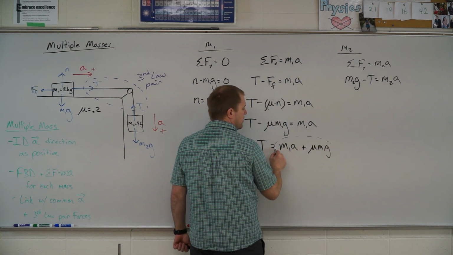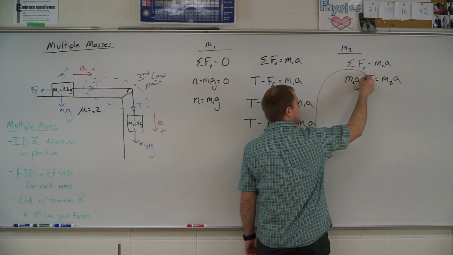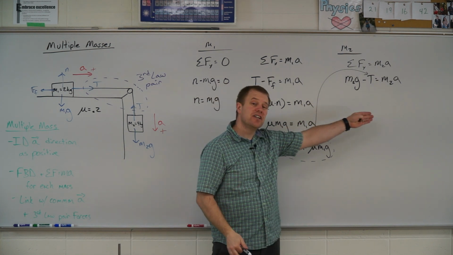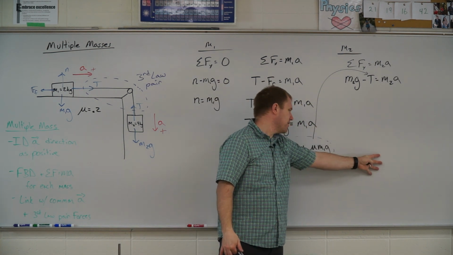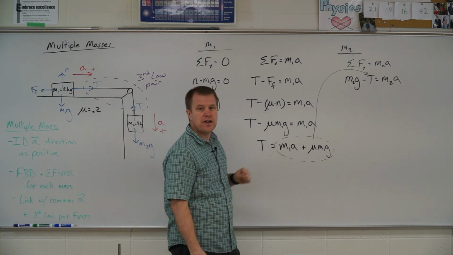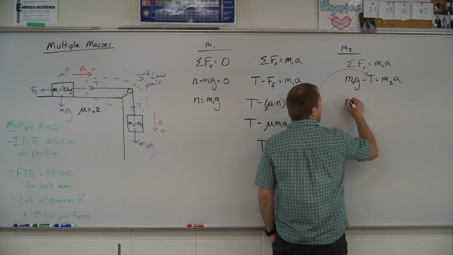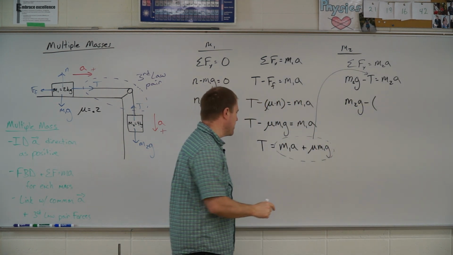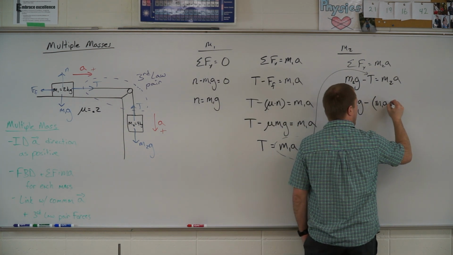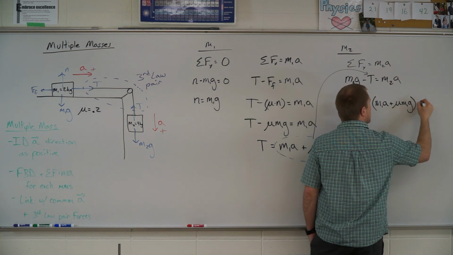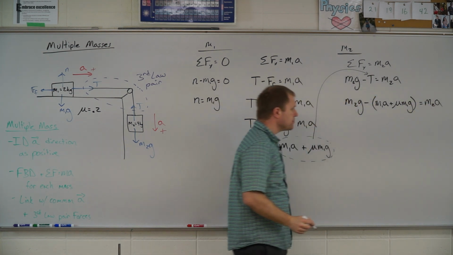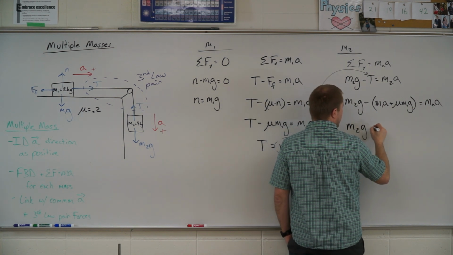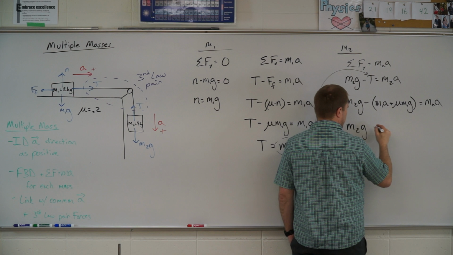Now I'm going to take all of that and substitute it in for tension. Once I do that, I won't have tension in this equation, just acceleration, so I can solve for acceleration, plug it back in over here, and find tension. So here we go: M2G minus, and I have to open up a parentheses. This is where some people make mistakes. I have M1A plus mu M1G equals M2A. I move my M1A over to the other side, and I'm going to make a mistake here, and I want to see if you can catch it. I'm going to add it over to the other side.